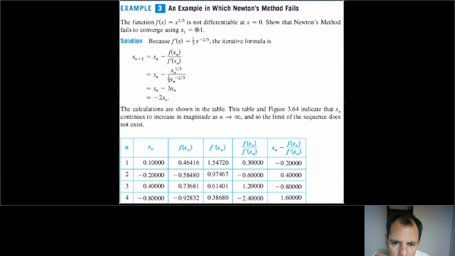So if you start with 0.1, you're going to keep going and going, because the final formula was minus 2x sub n. So 0.1 times minus 2 is going to be minus 0.2. And then you have minus 0.2 times minus 2, it's 0.4. Times minus 2 is minus 0.8, and then you have minus 0.8. You can see that it's spacing out, okay?